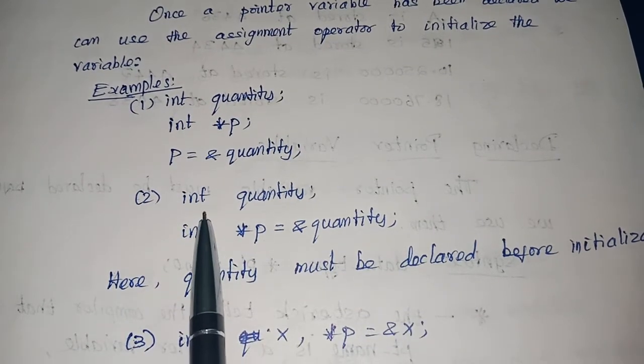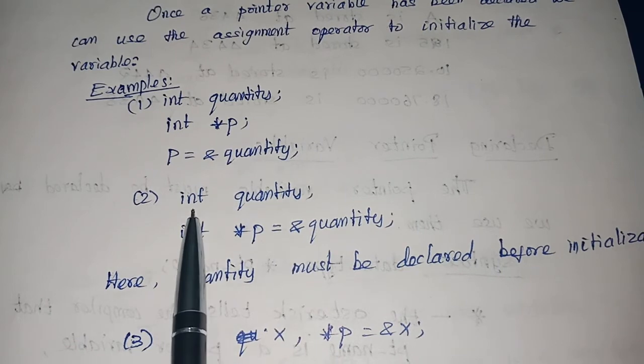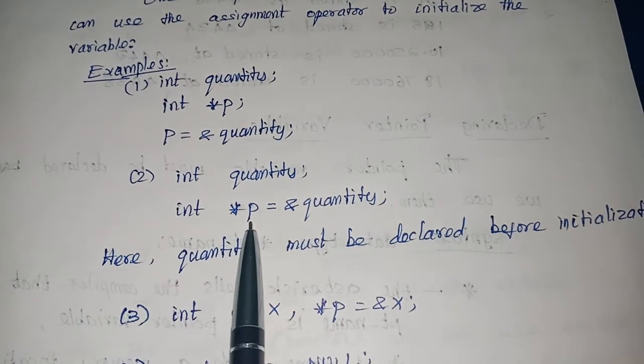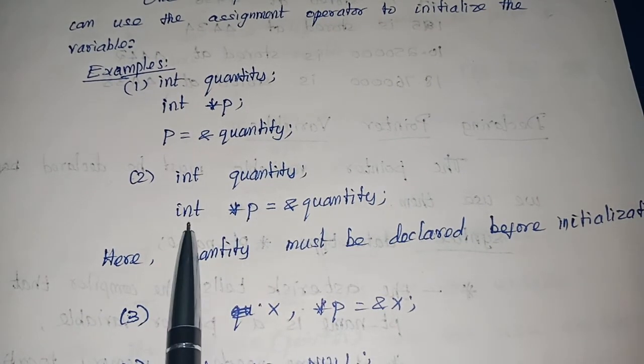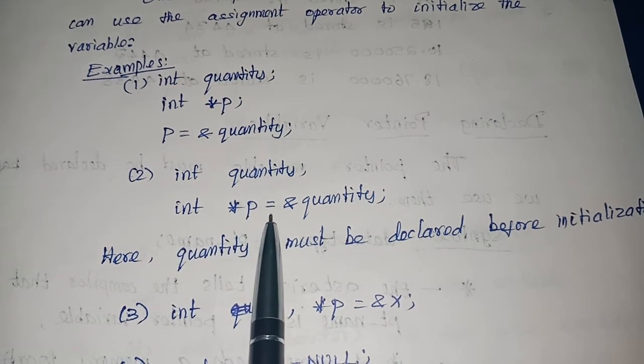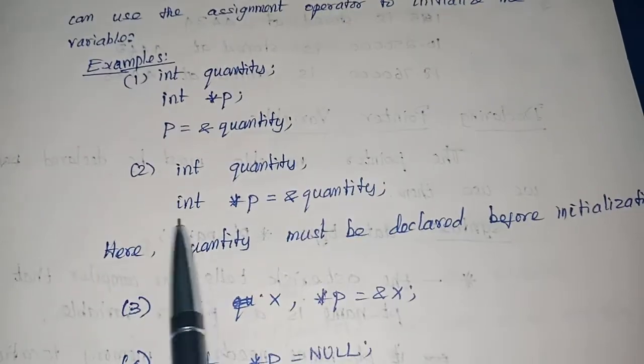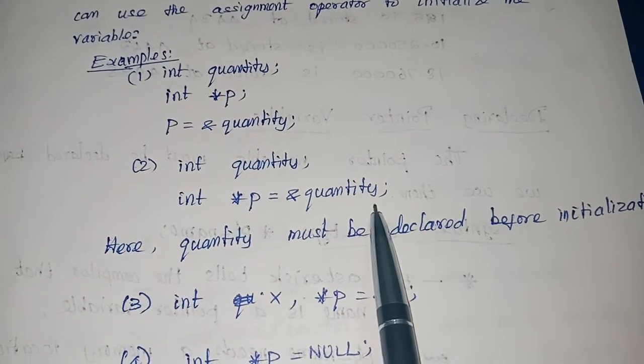Look, the same example can also be done like this. Quantity is declared as integer. P is a pointer variable which is also an integer type. At the time of declaration I can also do initialization. Int star P equal to ampersand quantity. These two steps can be clubbed together in a single line. This is accepted.